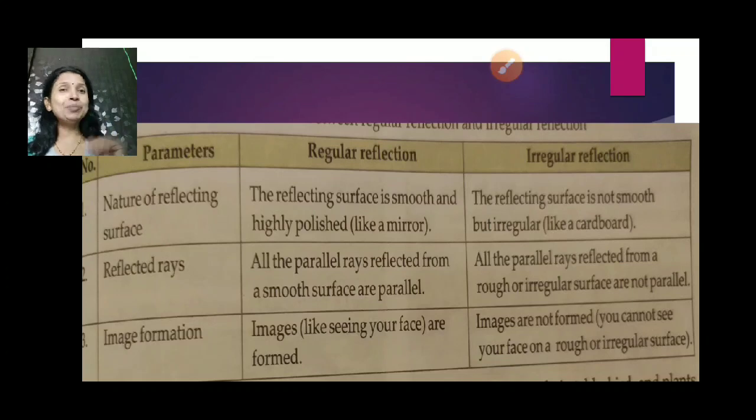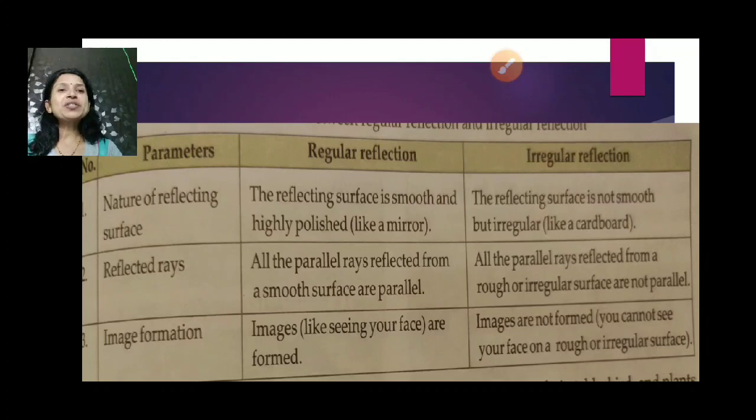Now we will compare regular reflection and irregular reflection. The nature of the reflecting surface in regular reflection is smooth and highly polished, just like a mirror, and in irregular reflection it is not smooth but rough, like cardboard. Reflected rays in regular reflection are parallel to the incident ray, and in irregular reflection they are not parallel; due to the irregular surface, the light will reflect in all directions. The deviation would be high.